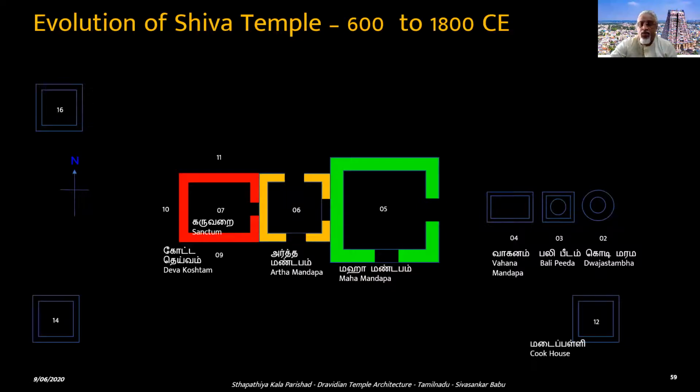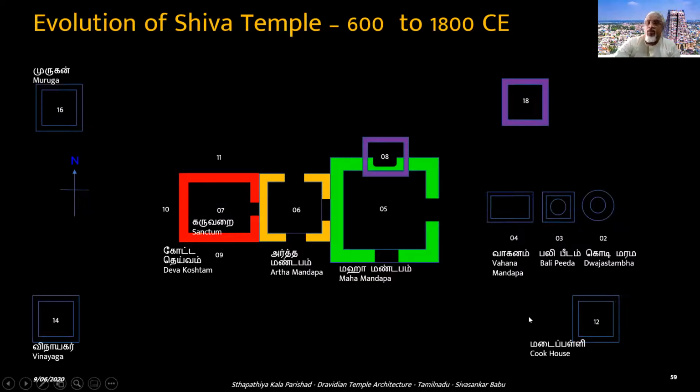And the next development is that around early Chola time, the Madapalli also developed in a big way in the southeast corner, and then the Vinayaka and Muruga and the Ashtaparivara Devatas started developing from the 800s plus. So there used to be around 8 temples around this location.